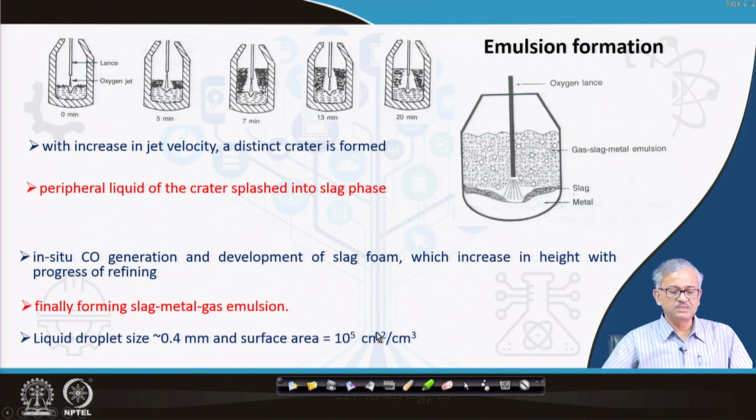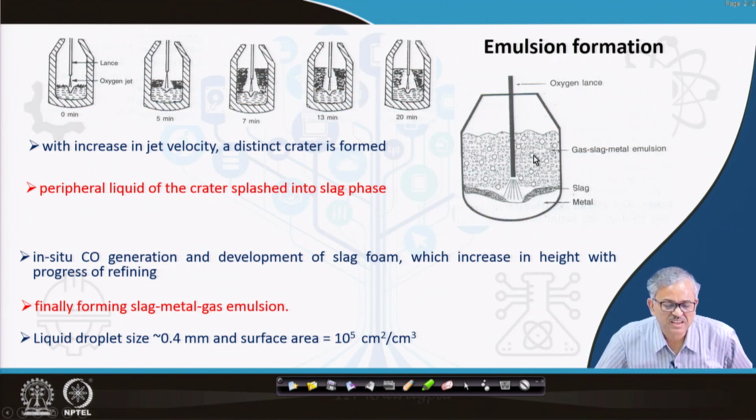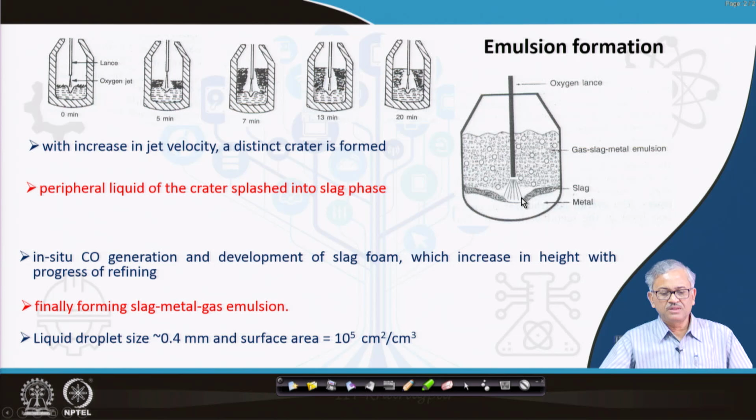You can say the liquid droplet size may be of the order of 0.4 millimeter, and the surface area increases. You can see a tremendous increase in the specific surface area, 10 to the 5 centimeter square per centimeter cube. So, here there is the gas, slag, metal emulsion. This is the nominal surface area, this is the metal and this is the slag, and the slag metal interfacial area is very small, but here a tremendous amount of liquid droplets are there, and as a result you can increase the surface area tremendously, and that is responsible for very high kinetics of the process.